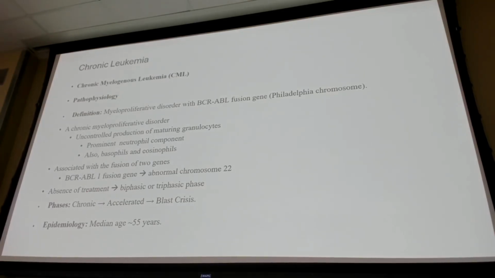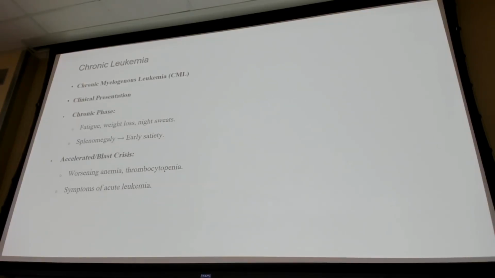And we talked about, hey, it's triphasic, so in the chronic phase, 80 to 90% of your patients are going to present. And things start to go south, but then they accelerate, you start to see more blasts. And then when you have more than 20% blasts, you're into that blast crisis. Age, older, 55, got it. And your cancer symptoms, right?